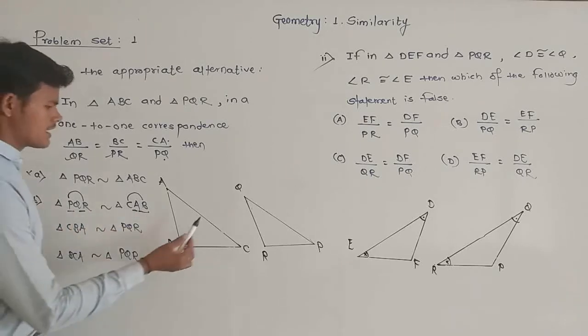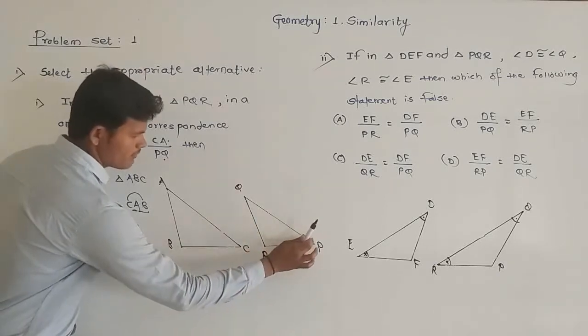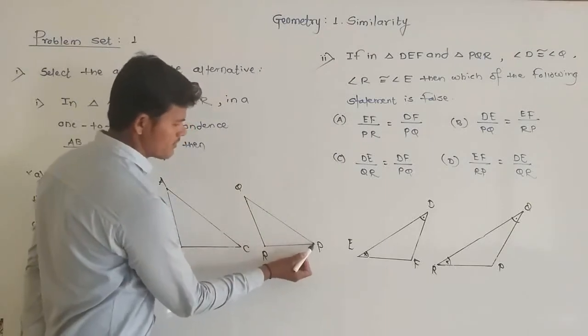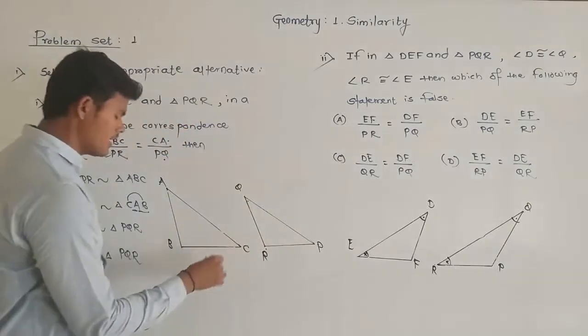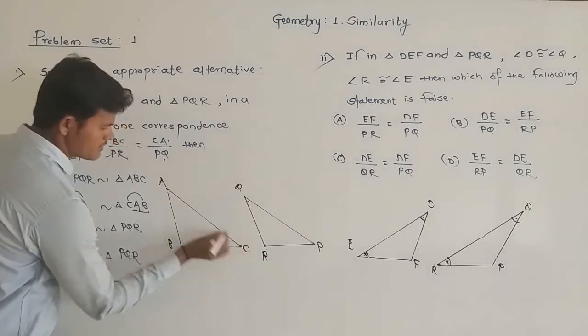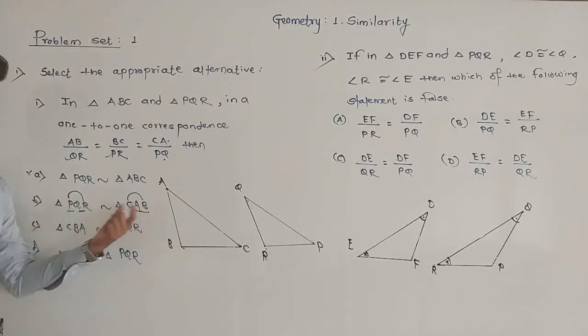Check out in the figure. Triangle PQR. If the name of the second triangle starts from the vertex P, that means for triangle PQR, then for the first figure also the name starts from vertex C, that is triangle CAB. So triangle PQR is similar to triangle CAB. So option B is the correct one.